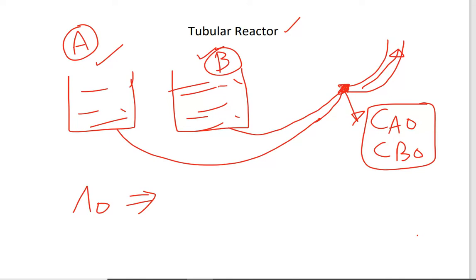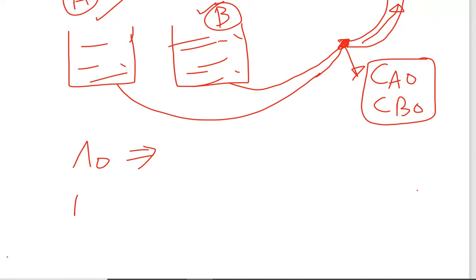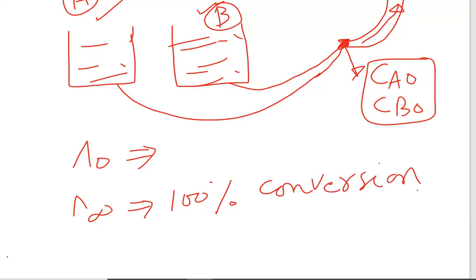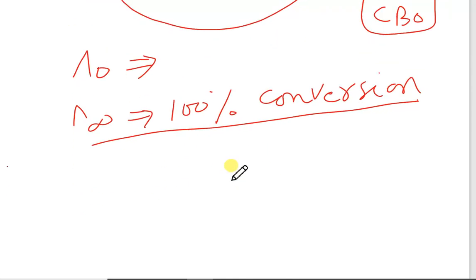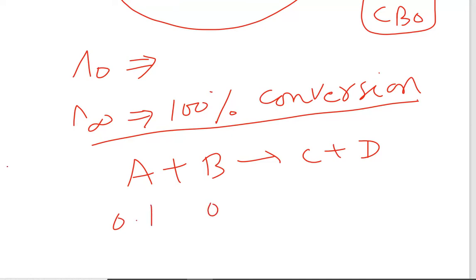So that's lambda 0, and you need lambda infinity. Lambda infinity is assuming 100% conversion. This one should either be given or you have to calculate it based on what you have in the beginning. Suppose A plus B gives you C plus D, and you have 0.1 molar and 0.1 molar. This is Ca0, Cb0.